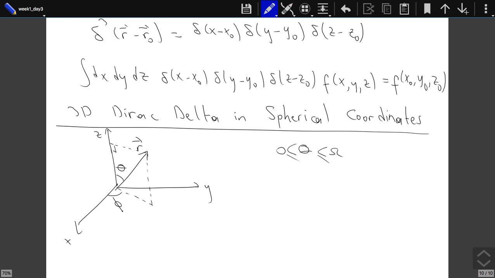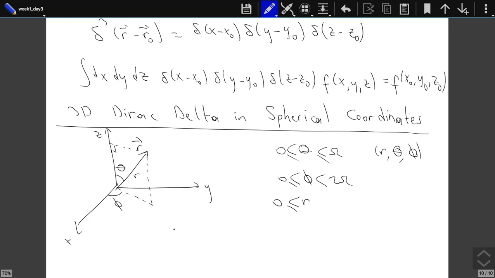This angle is what we call the phi angle. Phi takes values between 0 and 2 pi. It can't have value 2 pi, but usually 2 pi is left out. And then this distance is r. R can take values larger than 0. So these are the three coordinates: r, theta, and phi.